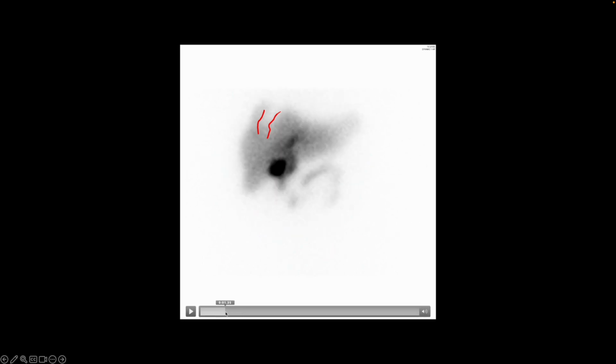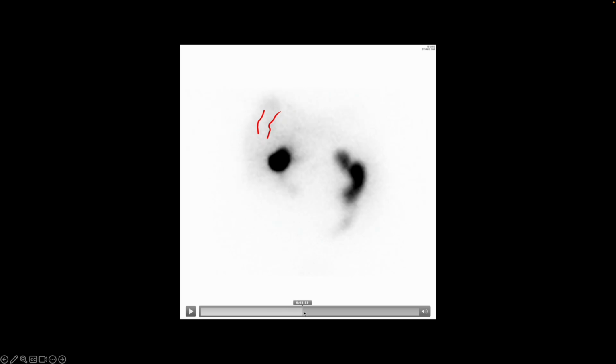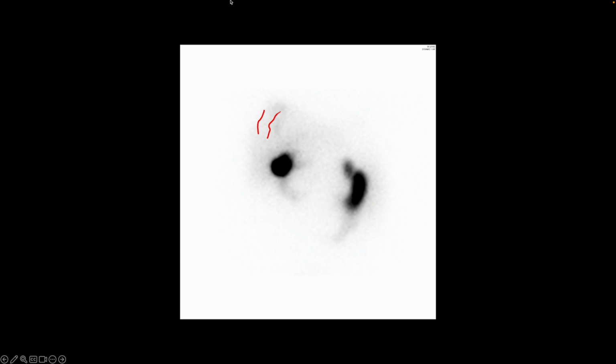All right, so when it starts, we find that there is a photopenic defect at the dome of the liver, right? And as we follow the activity, there is excretion from the liver to the gallbladder and small bowel. All that is normal. And as we go towards the end, we find that some activity accumulates in that defect in the liver, and so there is bile leak into a hepatic laceration.